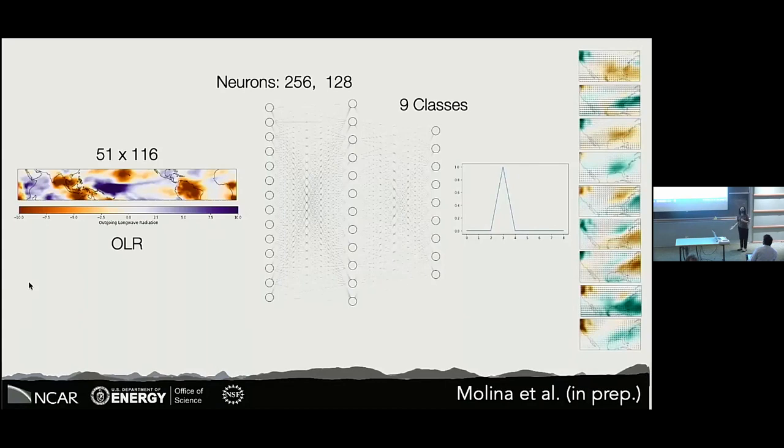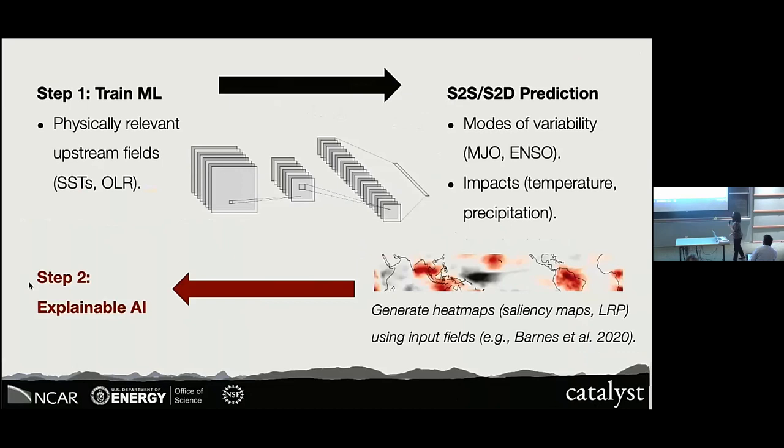Perhaps more interesting, the real objective in taking this type of approach is what follows. After training, our goal is to apply explainable AI methods, like saliency maps or layer-wise relevance propagation, and then look back at that input field and see where predictability is coming from. That was the motivation for setting up the workflow like this.